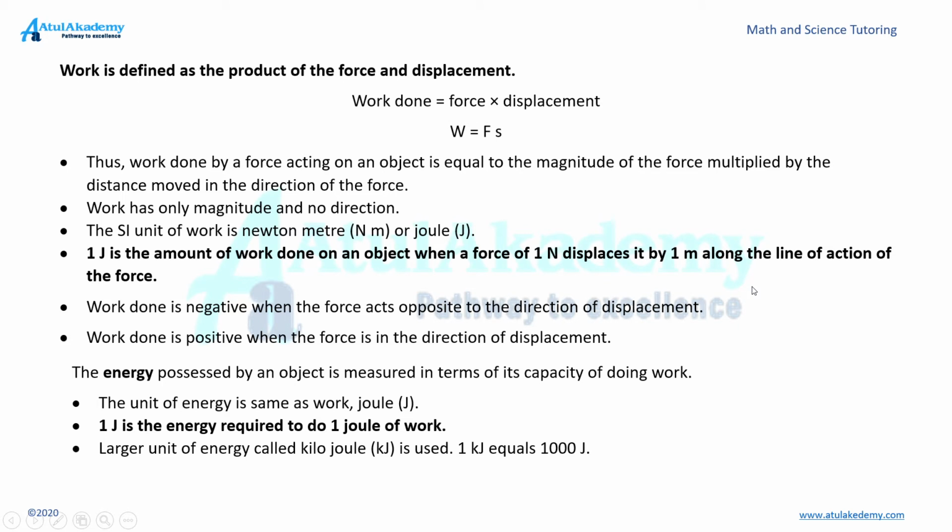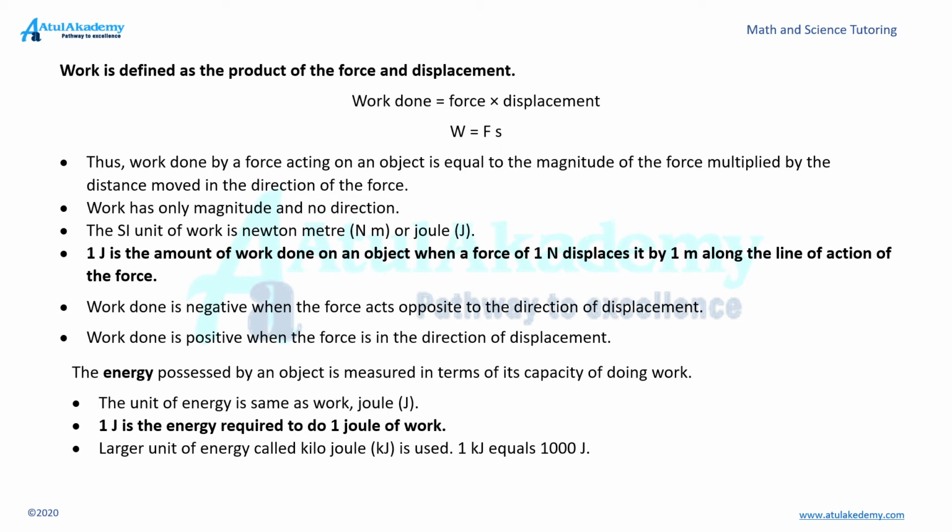Work. Work is defined as a product of force and displacement. So work done is equal to F into S. Work done by a force acting on an object is equal to the magnitude of force multiplied by the distance moved in the direction of the force.